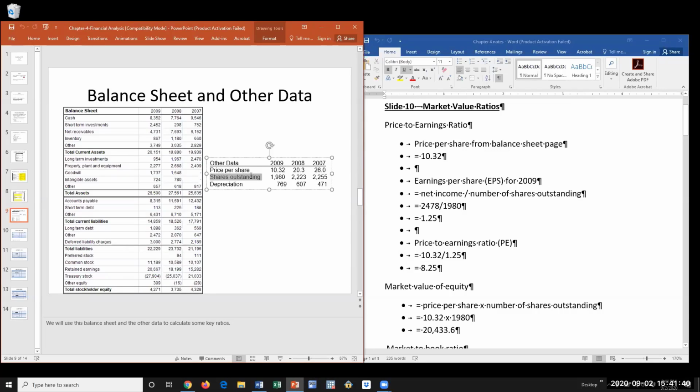And we also included shares outstanding on here. Usually that would also come along when you get a stock quote on a company. You can look up summary information, and I'll show you where you can get that on Yahoo Finance as well. And then I also included depreciation on here just because we don't have a copy of the cash flow statement here.